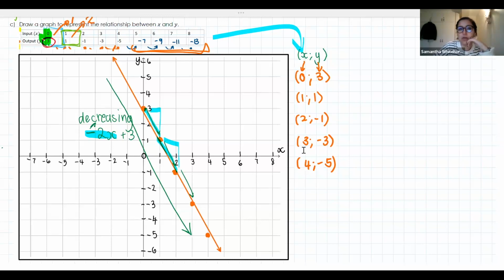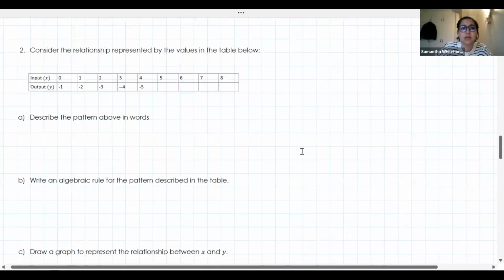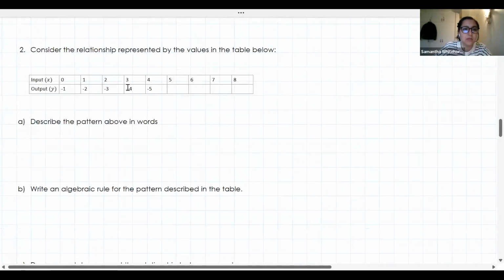Right, I'm assuming we've all got our screenshots. Let's have a look. So we're going to do a very similar thing here. I actually want to change my outputs. I don't like those. Right, so we're going to do a very similar thing. We've got a table, we've got some outputs, we've got inputs, and we want to essentially figure out what our pattern is.